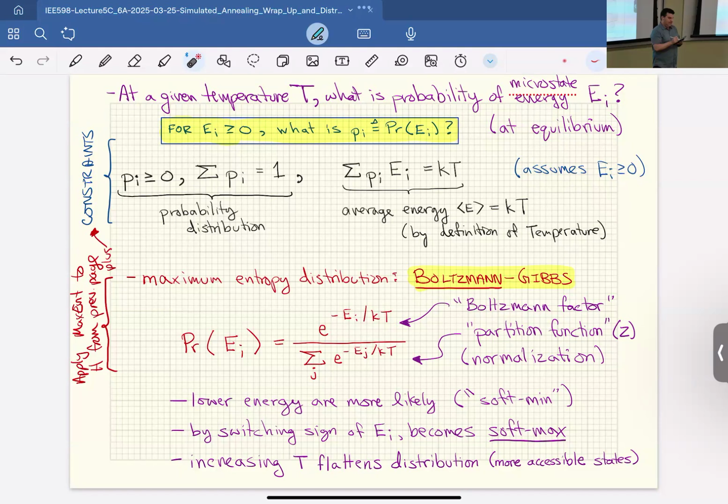So questions about that? This is what we're going to use to set up our little random walker inside our simulated annealer. I'll let you guys mull over that while I get out my notes.